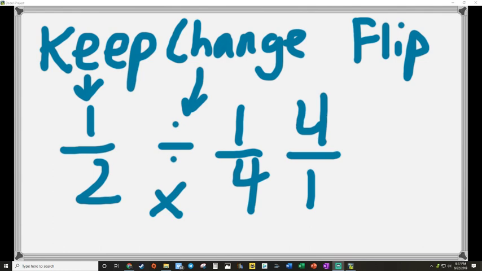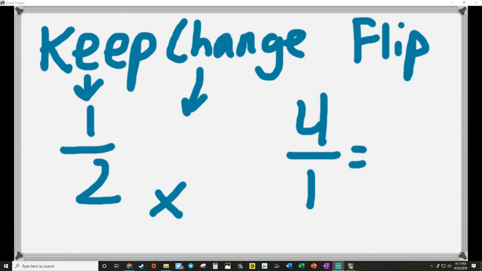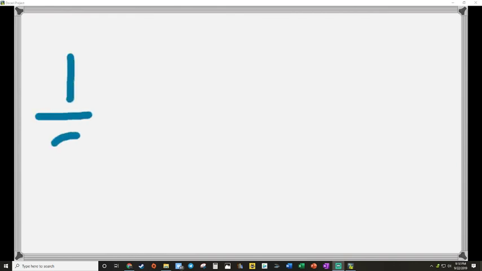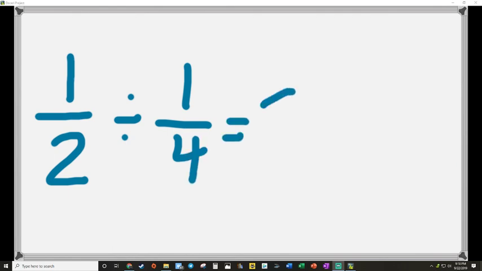So let me erase this real quick. All we have to do is multiply across, just like we did a little while ago, to figure out what is 1/2 divided by 1/4. So 1 times 4 is 4. 2 times 1 is 2. We can make that smaller and say it's 2. So let's erase this real quick. So 1/2 divided by 1/4 is 2.